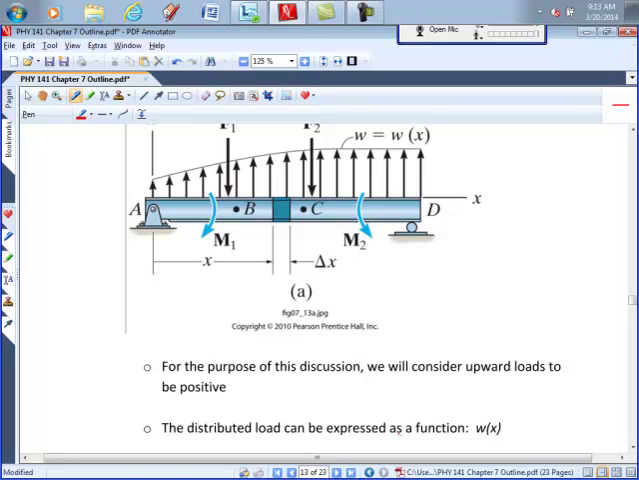Distributed load can be expressed as a function of x, so w as a function of x. If it's a uniform distributed load, then w of x would be a constant. If it's a triangular load, then w of x would be a linear function. And if it's something like this, then it would be a more complex function.